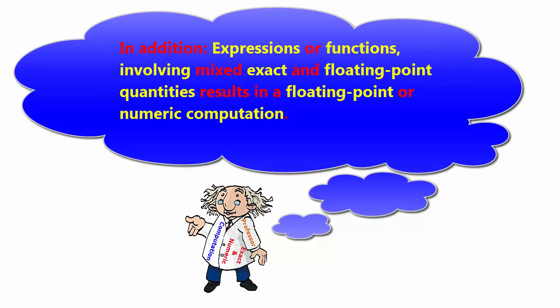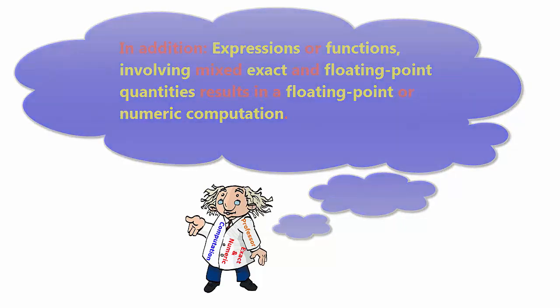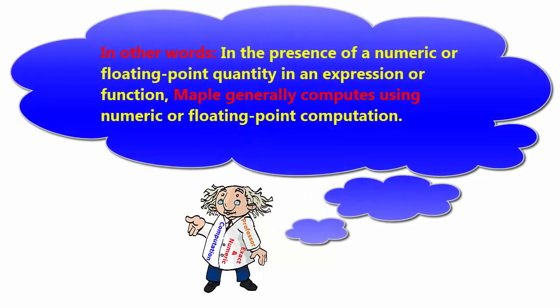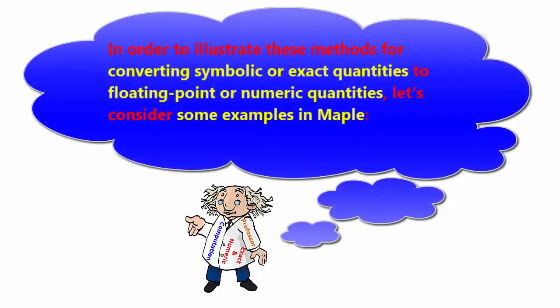In addition, expressions or functions involving mixed exact and floating point quantities result in a floating point or numeric computation. In other words, in the presence of a numeric or floating point quantity in an expression or function, Maple generally computes using numeric or floating point computation. In order to illustrate these methods for converting symbolic or exact quantities to floating point or numeric quantities, let's consider some examples in Maple.